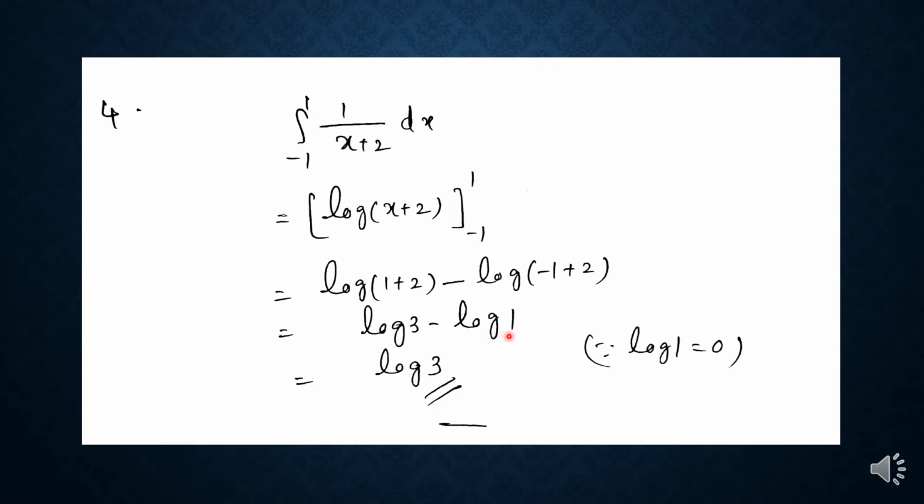So what is the value of log 1? Log 1 is equal to 0, log 0 is equal to 1 and log 1 is equal to 0. So log 3 minus 0, that is equal to log 3.